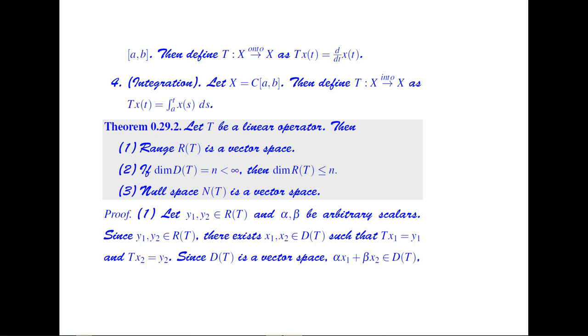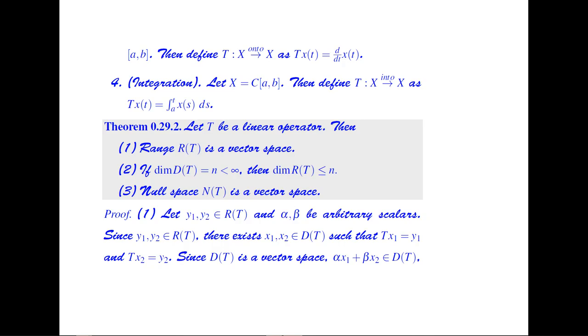The integral operator can be defined as follows. Let X be the set of all continuous real valued functions on the interval a to b. Then define T from X to X as T of x equal to the integral from a to t of x(s) ds, where t lies between a and b, t is less than or equal to b.